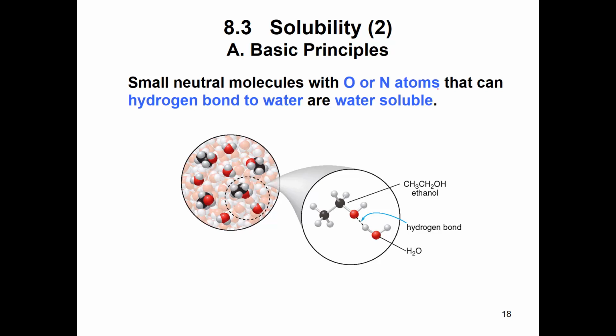Also, neutral molecules with an oxygen or a nitrogen atom, if they can hydrogen bond, are going to be water soluble. That's why your alcohols are usually water soluble, at least the small ones, because they have the ability to form a hydrogen bond between the hydrogen of the water and the much more electronegative oxygen of the alcohol. So that's why you can mix the alcohol in your drink, in your cocktail, and it will dissolve.